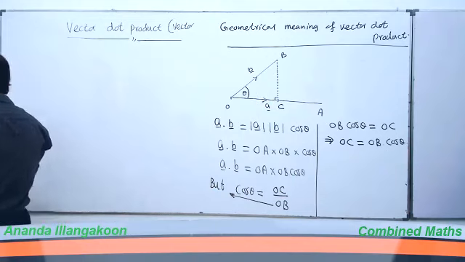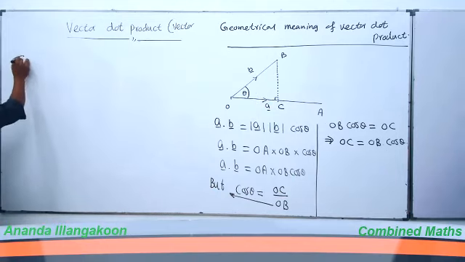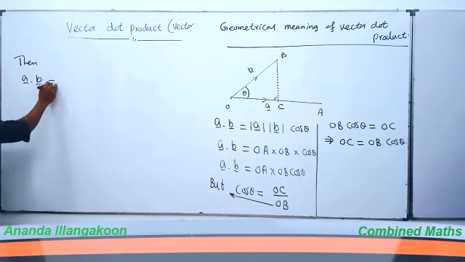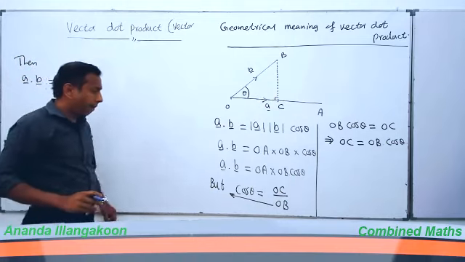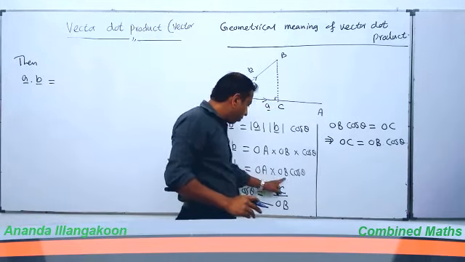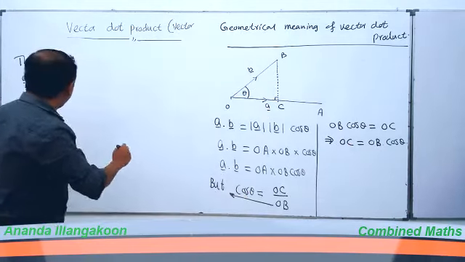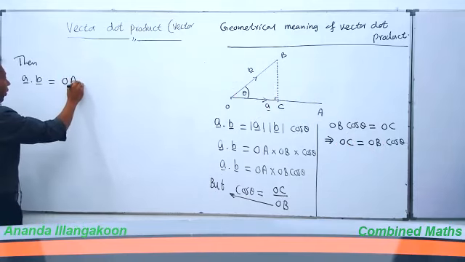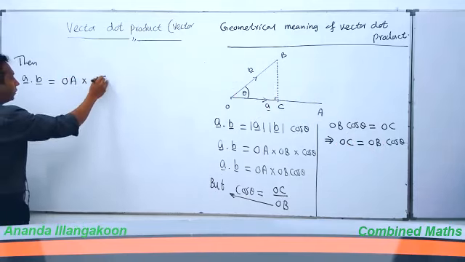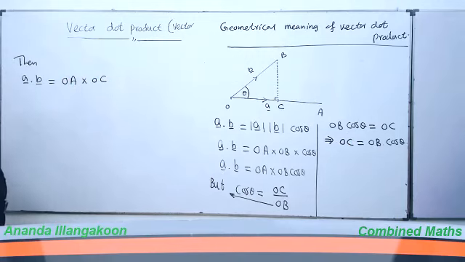Then we can write, A dot B is equal to OA multiplied by this OB cos theta, which means OC. OA multiplied by OC. Right?